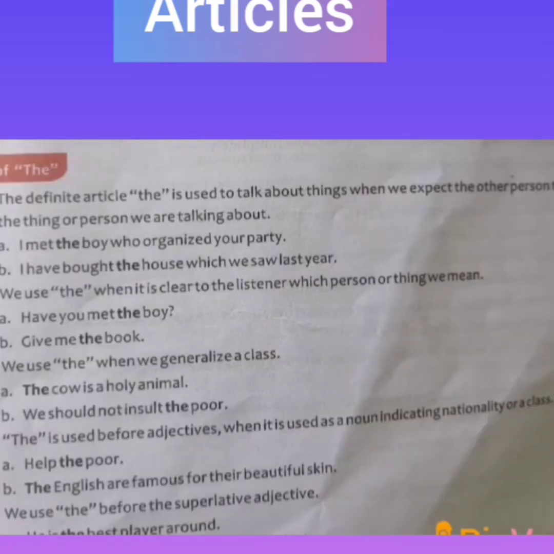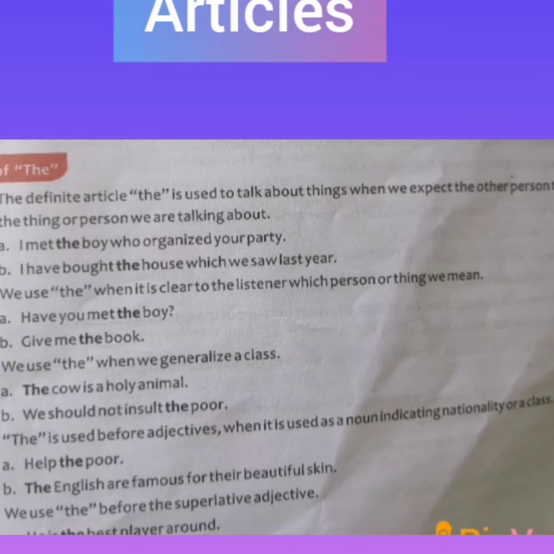Now, the use of the. The is a definite article. The is used when we want to identify the thing or person we are talking about, to specify the thing or person. When we want to specify anything, we use the. I met the boy who organized your party. The boy was specific, so I met the boy. I have bought the house which we saw last year, so a specific house.